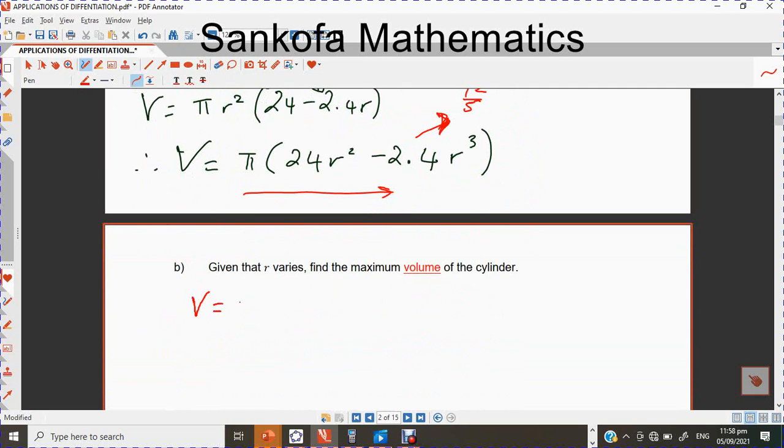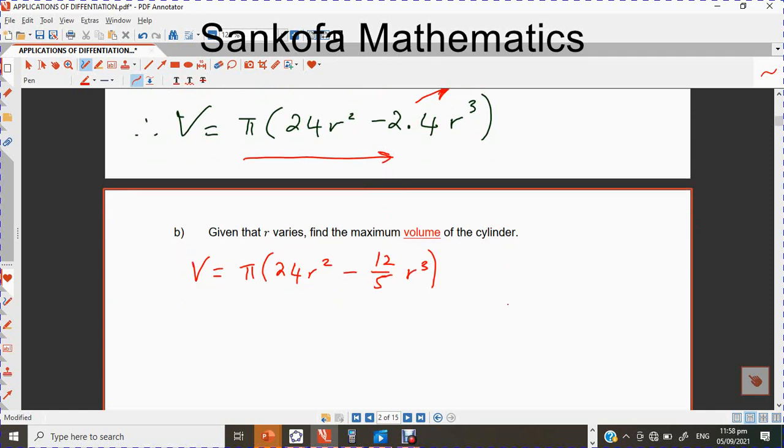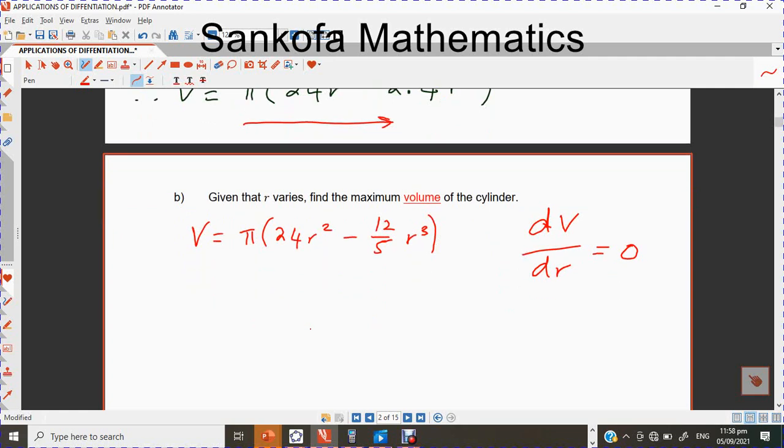So the volume is pi, and it's 24, not 2.4, so it's 24 r squared minus, well, they say 12 over 5, doesn't matter, r cubed. So they say, given that r varies, we're supposed to find the maximum volume of the cylinder. So we can find the maximum volume of the cylinder when we differentiate dV/dr and let that equal to 0, finding the first derivative. Okay, right, so before I do that, I just want to clear this up nicely.